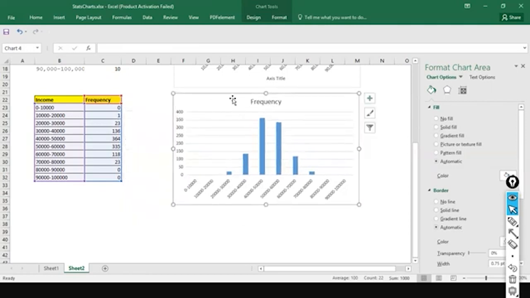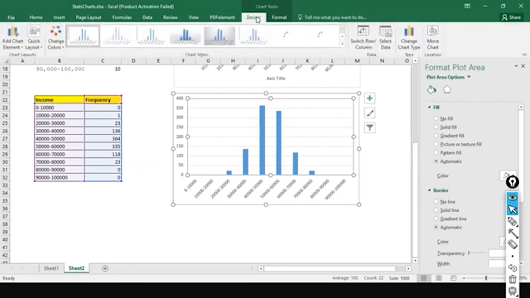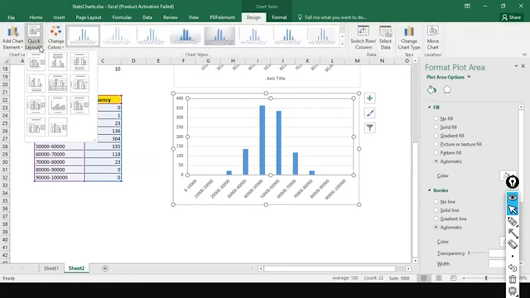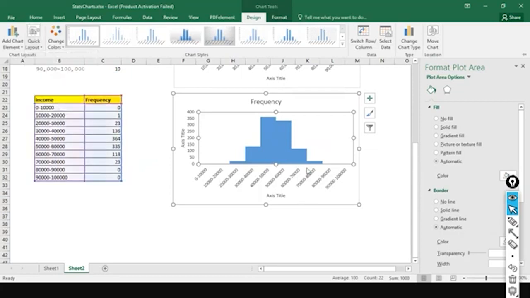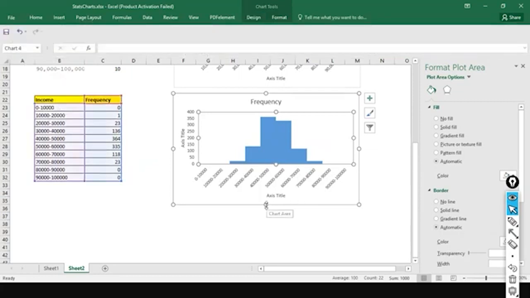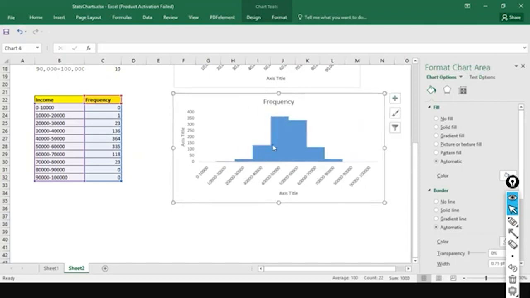Fine. And here, you don't need frequency. You can give some title here, like income distribution. But I removed it so that the size will be slightly bigger. The next thing I'm going to do is go to the design. In the design, you will find something called quick layout. And here you will find layout 8. That's it. It makes your life very simple, isn't it? This is your histogram. In the case of a histogram, you don't see any space between one bar and another bar.